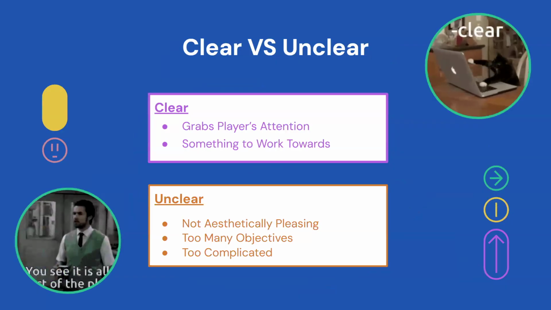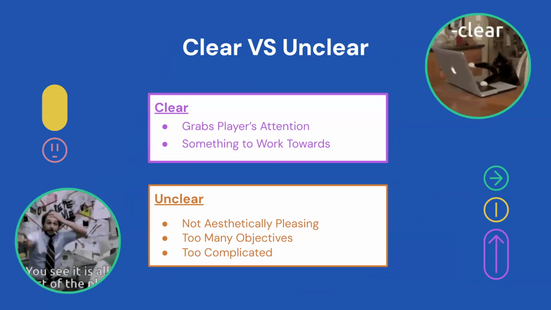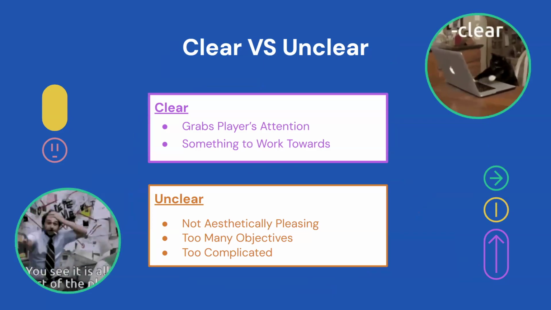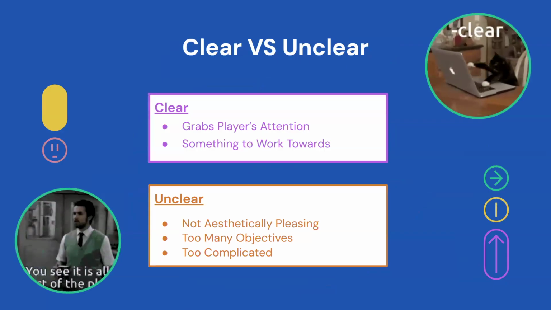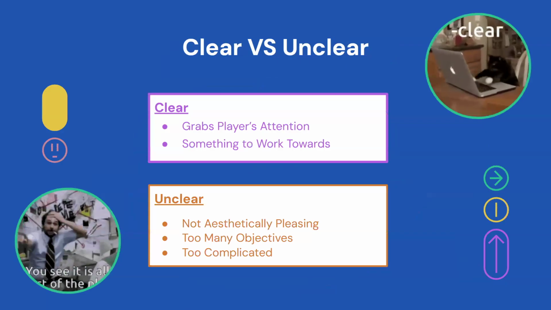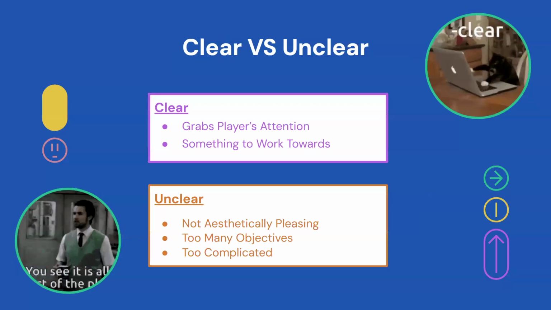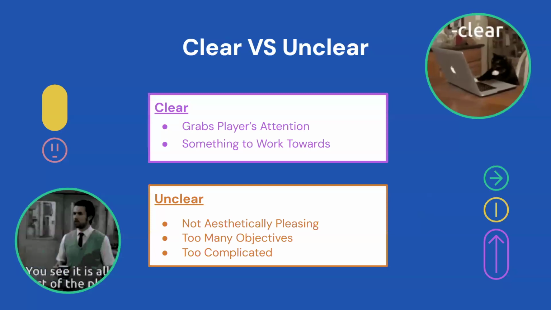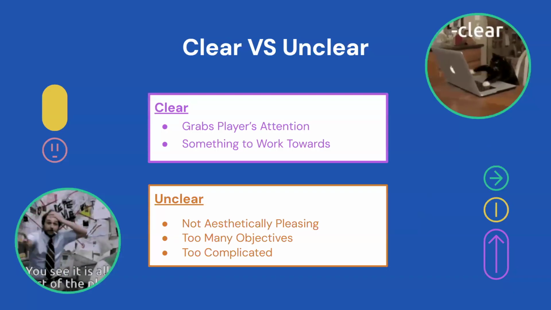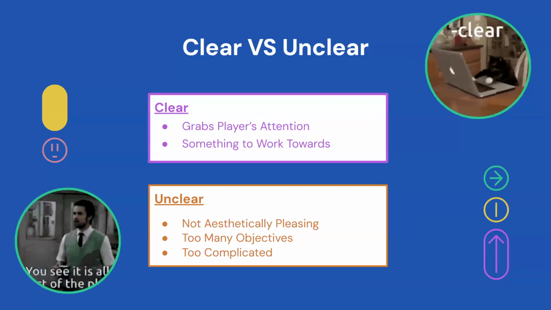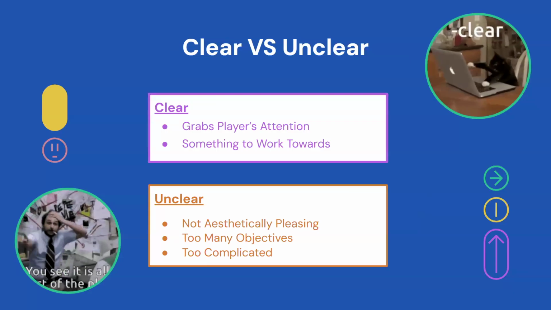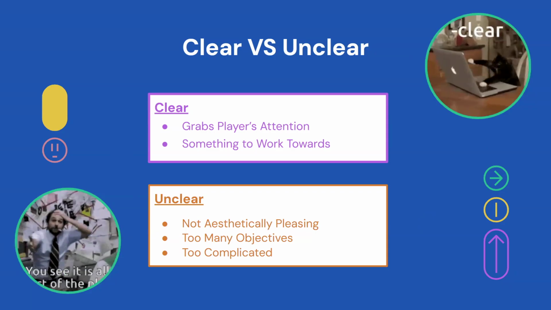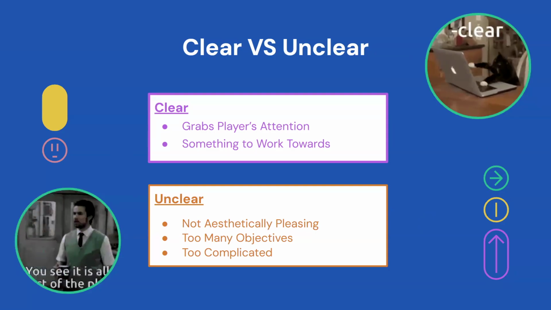Clear game loops grab the player's attention and give the player a clear goal to work towards, whether that be ascending until the very end of the game, or making it to the final. But it's unclear when it's not aesthetically pleasing, when there are too many objectives, too many side quests, or not enough clarity on what the main objective is. Maybe it's too complicated. There are a couple of things that make it an unclear game loop.